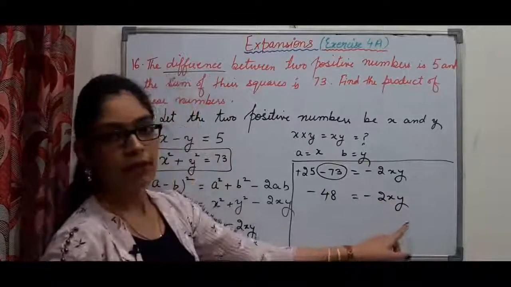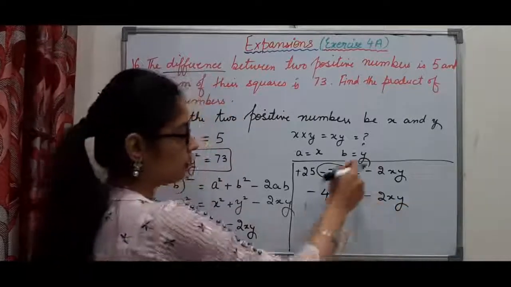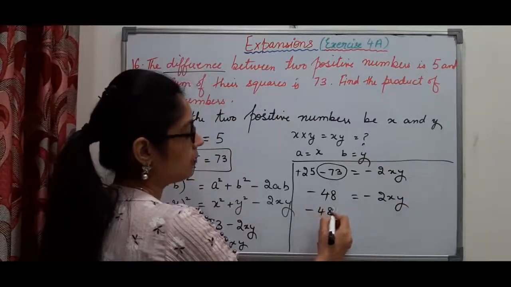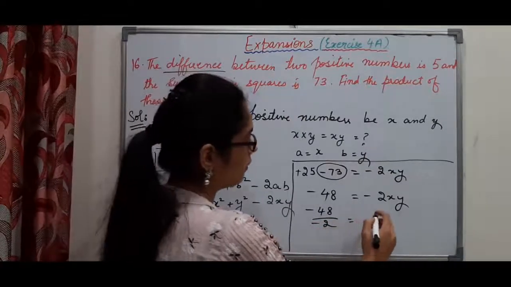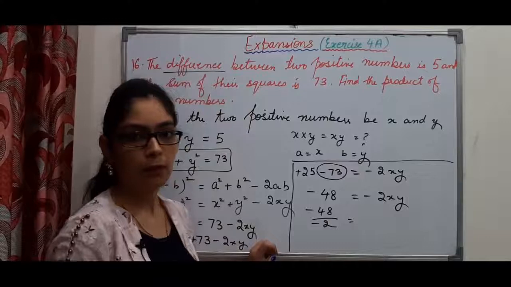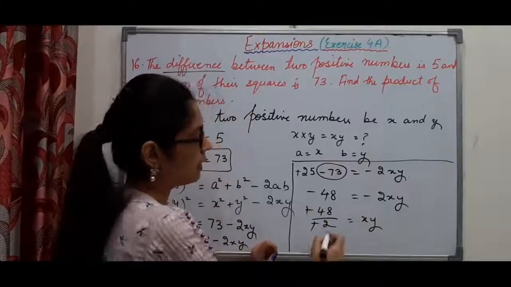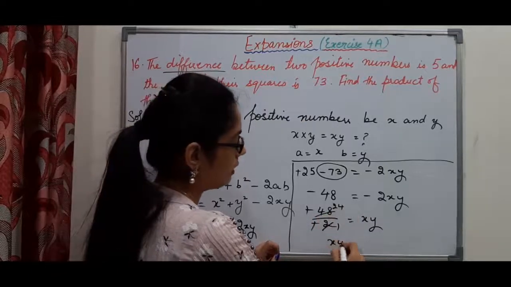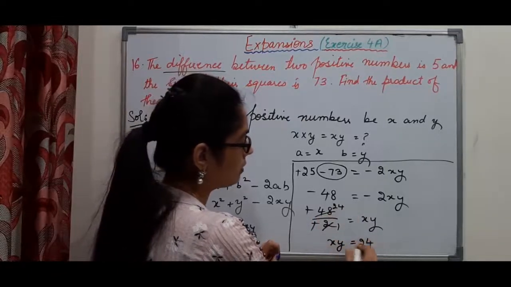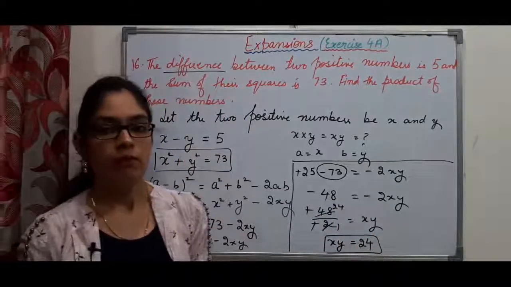See, for xy we need to shift minus 2, which is getting multiplied by xy, to the other side. So since it is getting multiplied, on changing the side it will get divided. So we can write minus 48 by minus 2 is equal to xy. Minus and minus sign will get cancelled, 2 into 1, 2 into 24. So xy, or the product of x and y, is equal to 24. With this question we have completed the exercise.